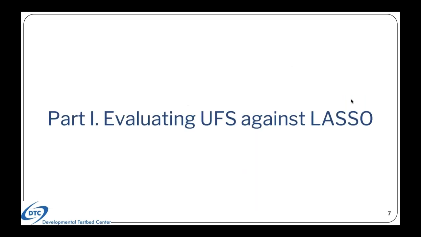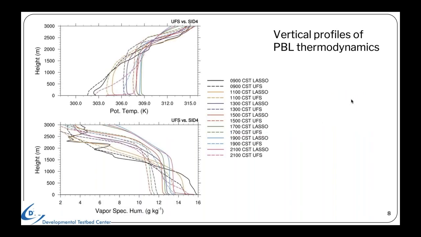And we'll begin by looking at the UFS and how it performed against LASSO. And we'll start with vertical profiles of thermodynamics. So these are 2-hour time averages. I should also mention the time that we ran the simulations, or at least analyzed the simulations. We started at 6 Central Standard Time on June 11th and completed at 21 Central Standard Time. So these are 2-hour time averages. So this 0900 would actually be 700 to 900. This 1100 would be 900 to 1100, and so on.